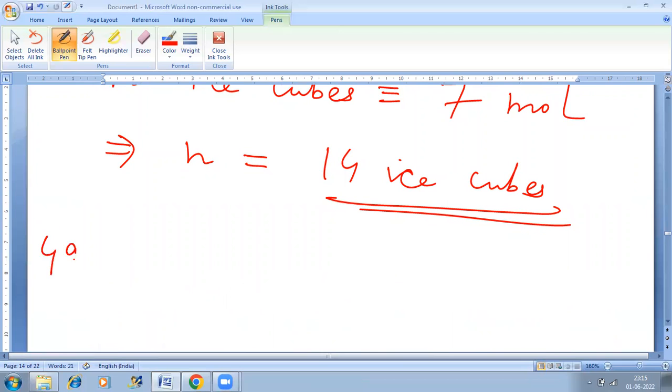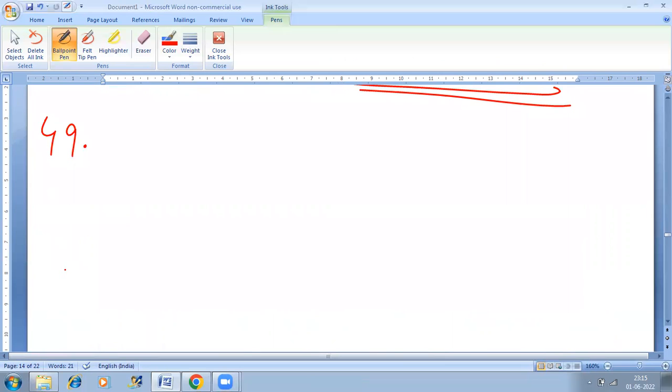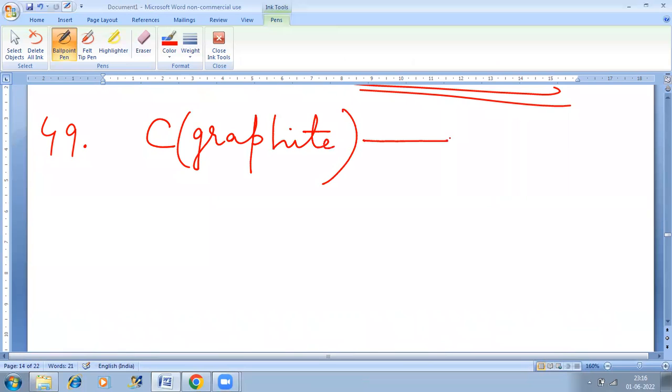Forty-ninth one. Conversion of 1 mole of graphite to 1 mole of diamond. So C graphite to C diamond.